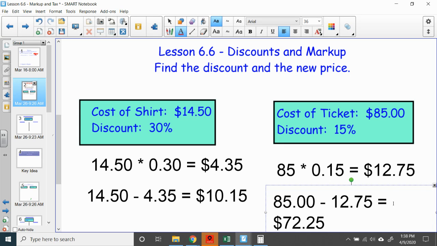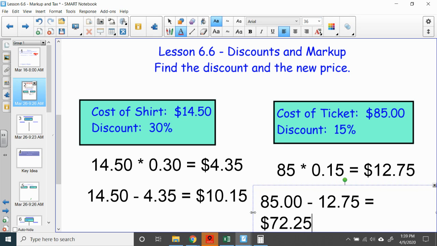Oops, not 24 cents, 25 cents. So that would be how I would find the discount. All right. So discounts, we have to subtract. Use your percent equation and then subtract.